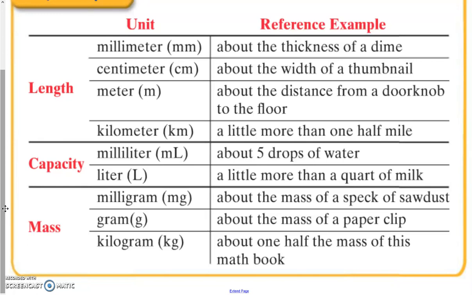And in the metric system for mass, the commonly used measurements are milligram, gram, and kilogram. A milligram is about a speck of sawdust. Very little. You could hardly tell it's there. A gram is about the mass of a paperclip. A kilogram is half of a math book. Kind of a tough reference there, so a stapler maybe is a good idea for a kilogram.